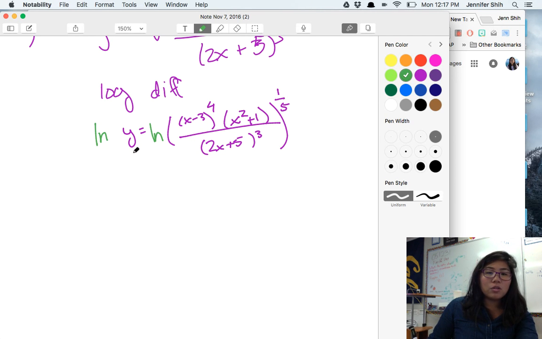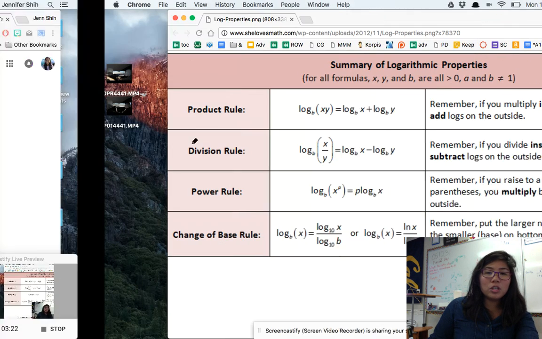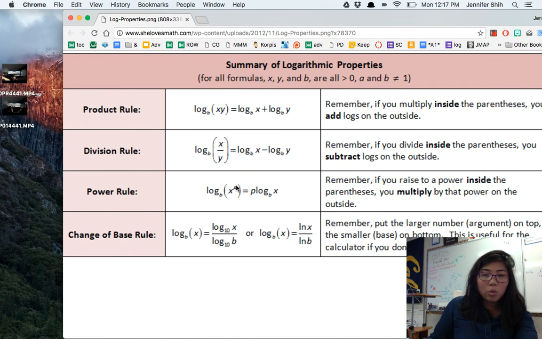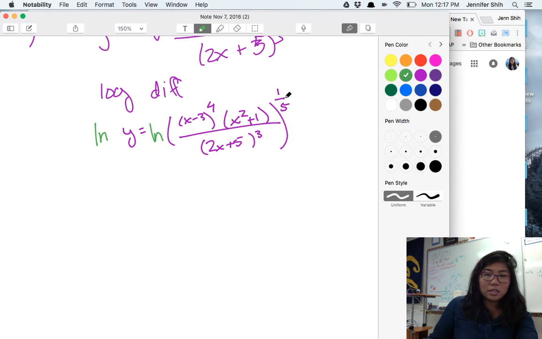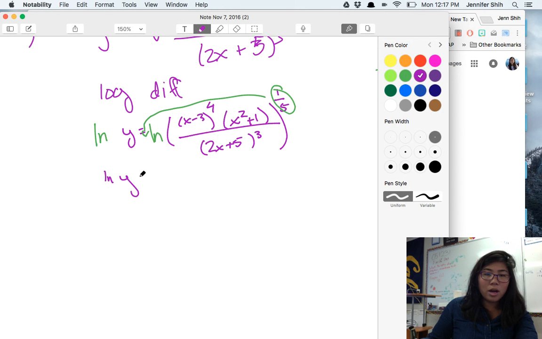Okay, so far this is the same. I'm going to use my power rule, where if you have an exponent, you can bring it to the front and multiply that power by log. You see this? I'm going to bring this over to the front. So I'm going to rewrite ln of y is equal to 1/5 ln of this big everything here. Do you have to write this down again? Yes, you do. There's no way around it yet.